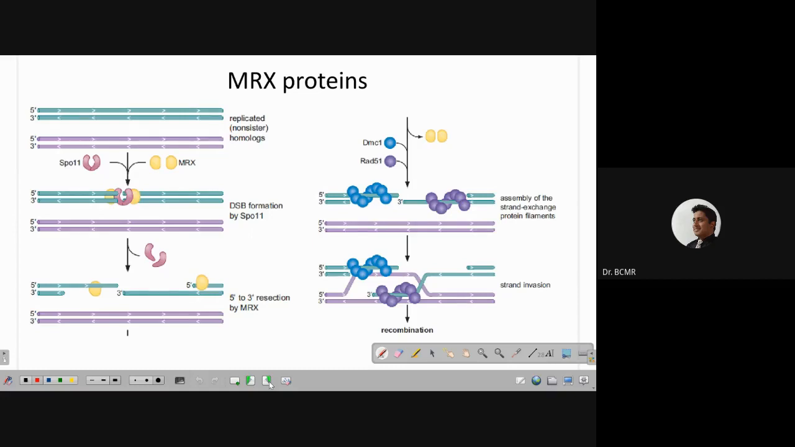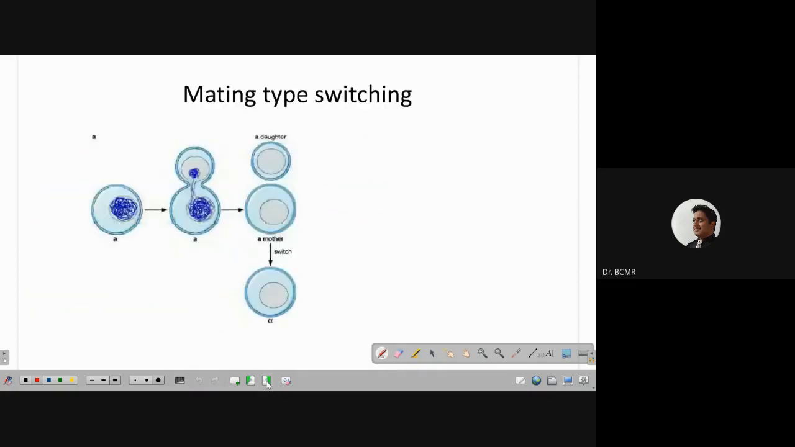Here also it is much clearer to see the double strand break model. Spo11 makes a double strand cut, and MRX proteins also integrate, and they process the DNA to generate 3' overhangs. These 3' overhangs will be bound by DMC1 and RAD51, and they will allow the strand invasion to happen. And then you will have polymerase filling up these gaps. And at one point, they will be resolved.